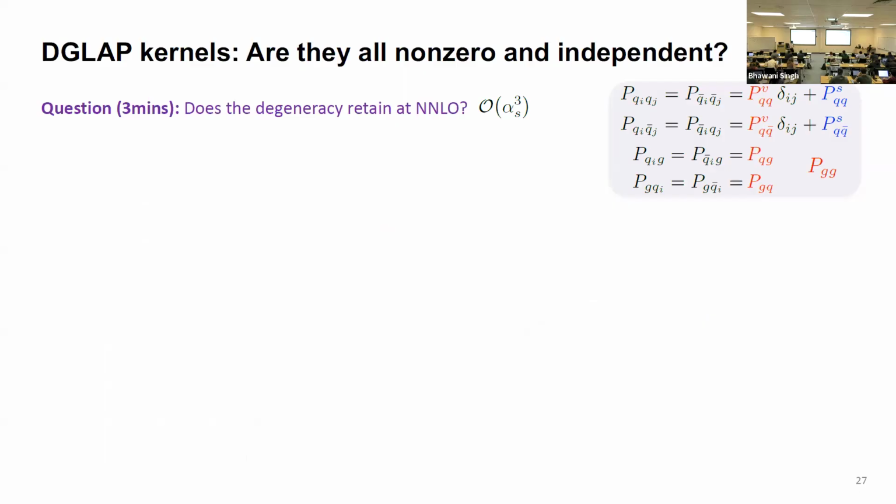So we go to next to leading order, or alpha S cubed order. And the question is whether these two kernels labeled in blue still stay equal to each other at next to leading order.